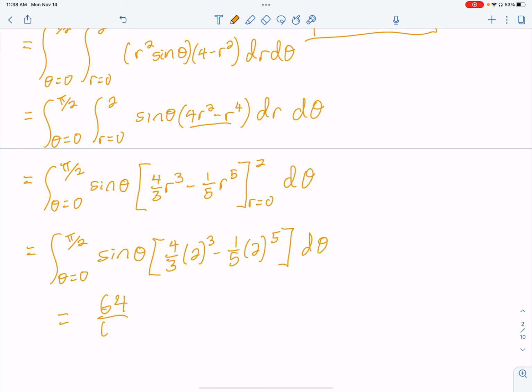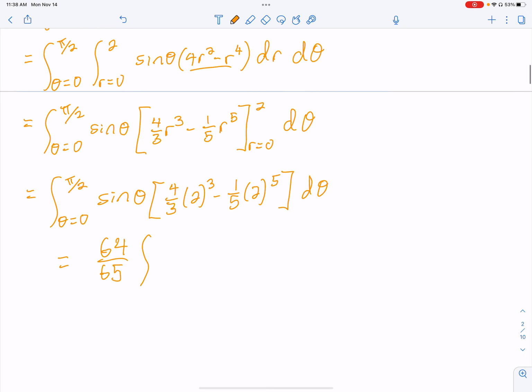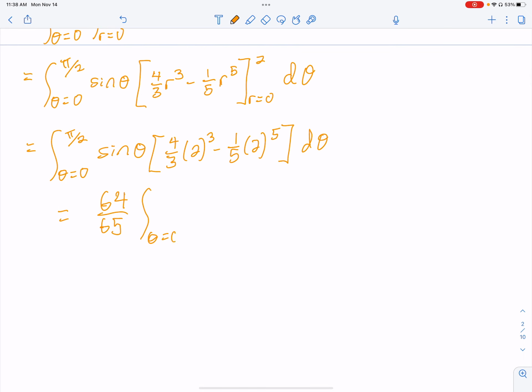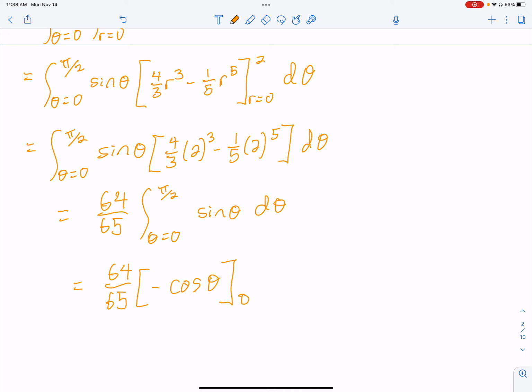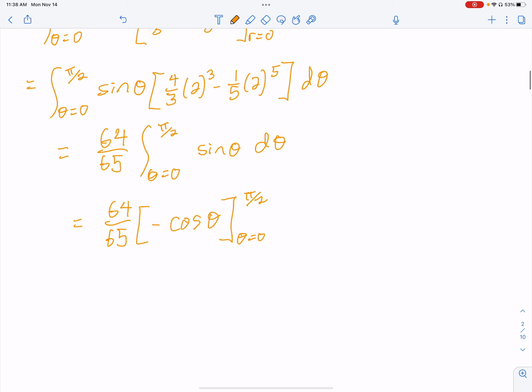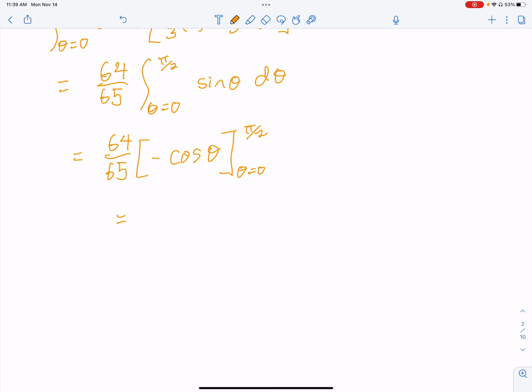So I'm going to pull that out front. And now I have this last integral here: theta equals 0 to pi over 2 of just sine theta, d theta. The constant stays. The integral of sine is negative cosine theta, and that's run from theta equals 0 to pi over 2. Right? This turns out to be a 1 inside. So we end up getting 64 over 15.